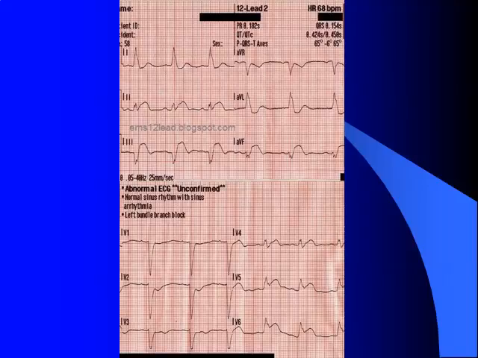Also interesting to note, we do have a readout of our computerized interpretation. It says abnormal ECG, normal sinus rhythm with sinus arrhythmia, and left bundle branch block. Computer algorithms will not identify an occlusion in the presence of a left bundle branch block, so it's important to remember that.